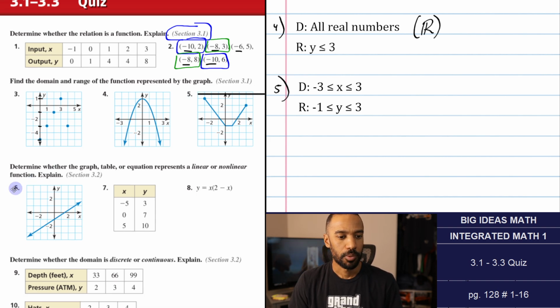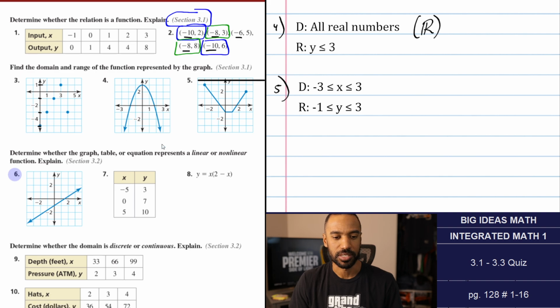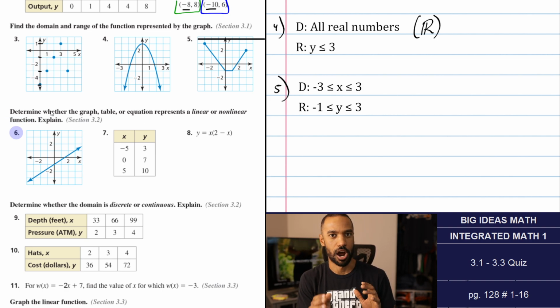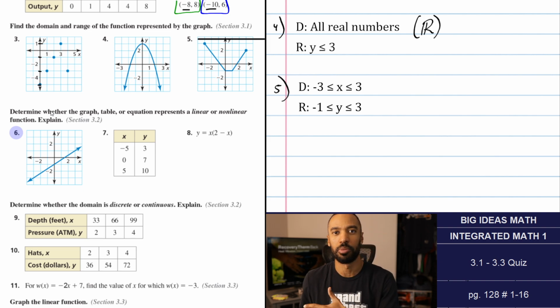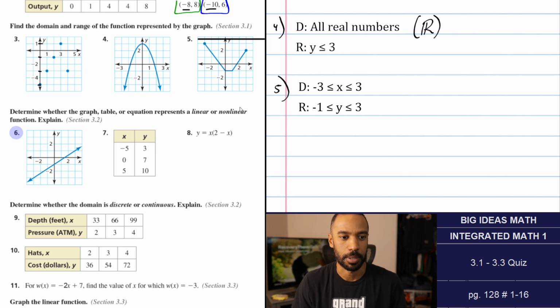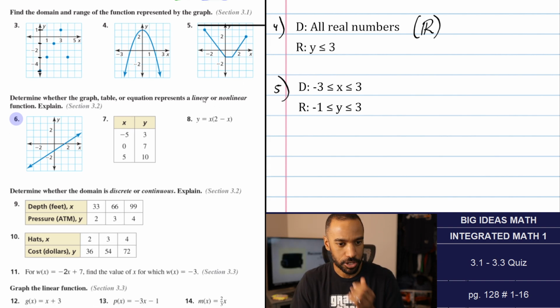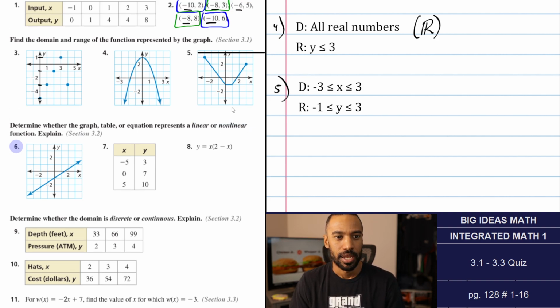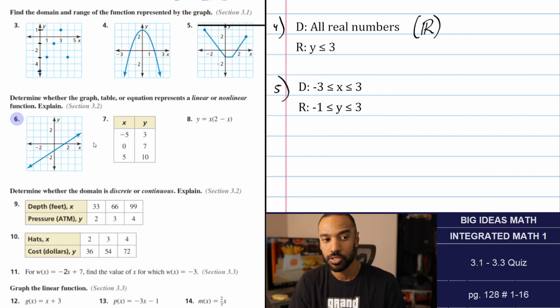Okay. Determine whether the graph, table, or equation represents a linear or nonlinear function. Explain. Now, it appears that it is going to be a function. They're saying, all right, all of these are cars. Tell me which ones are sedans, coupes, pickups, SUVs and things like that. So they're all functions. We're not testing that. Are they linear versus nonlinear? Now, this number 6 is a graph that's a line. It's a line. If it's a line, then it's linear.